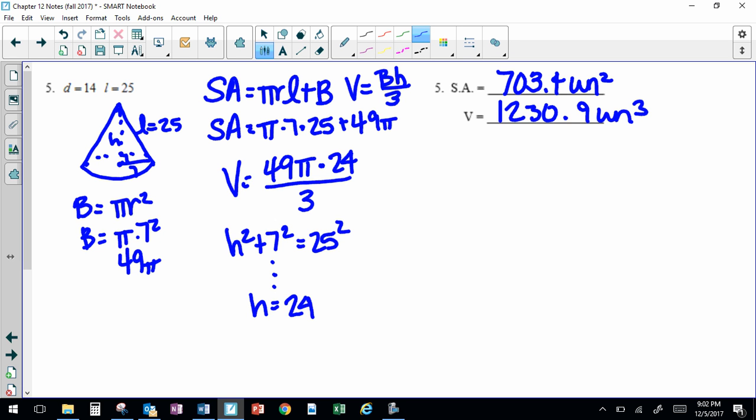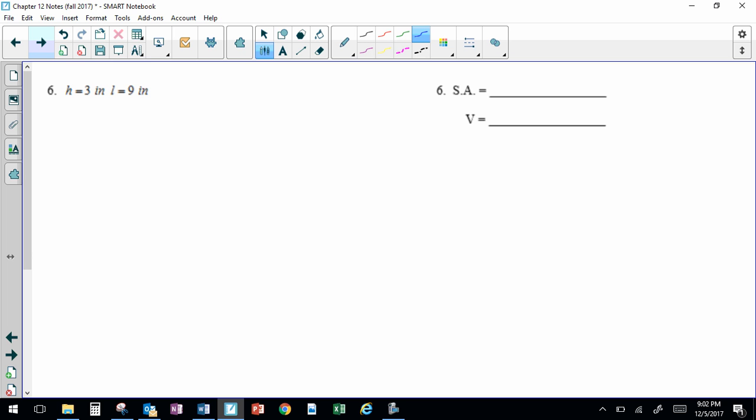Okay, I want to go over this one only because you have your decimals and they wanted you to round, and we had usually been keeping it in exact form. So, the next cone, we have the height, we know, is 3. Slant height is 9. We don't know this radius, and we will need that.